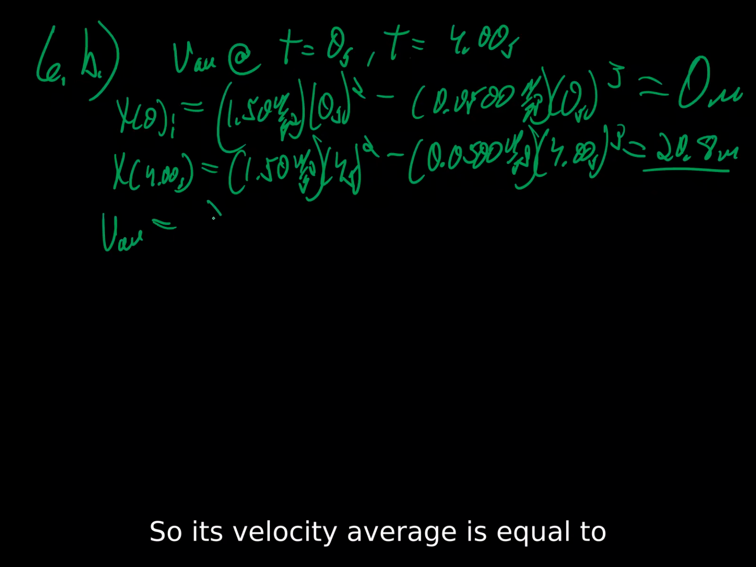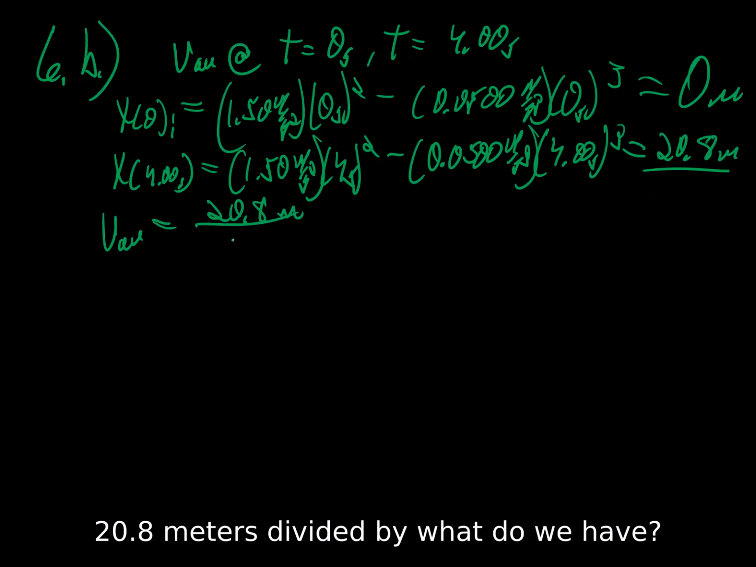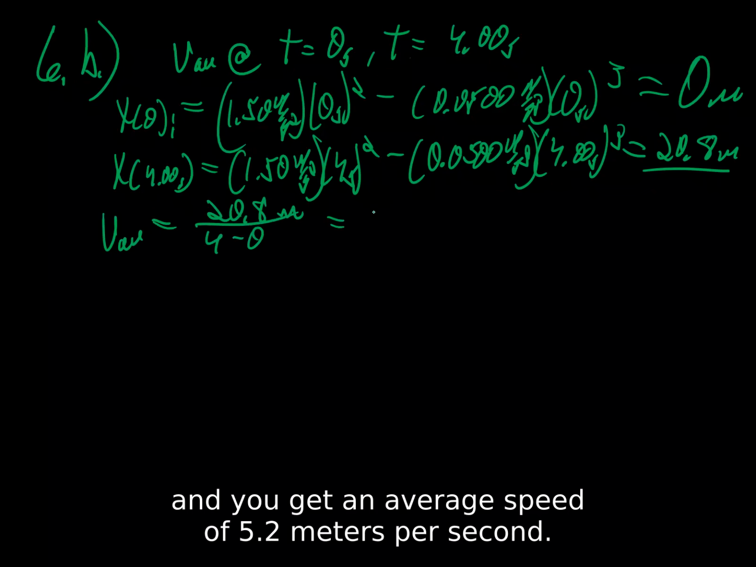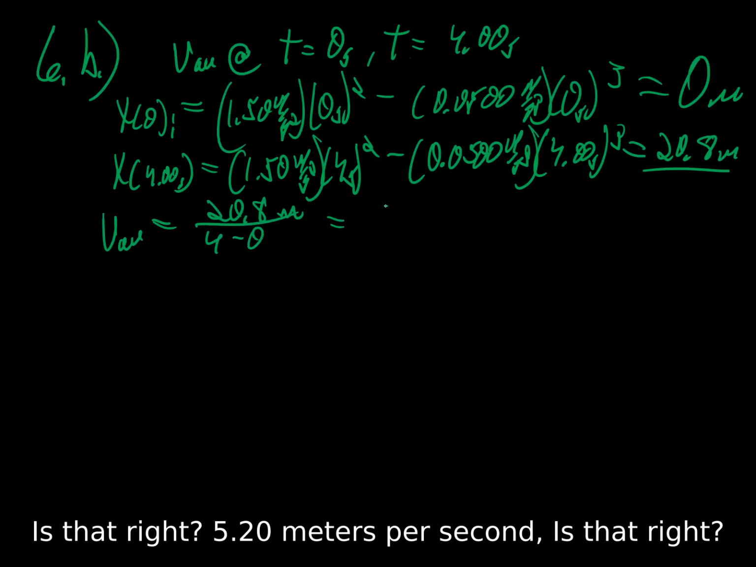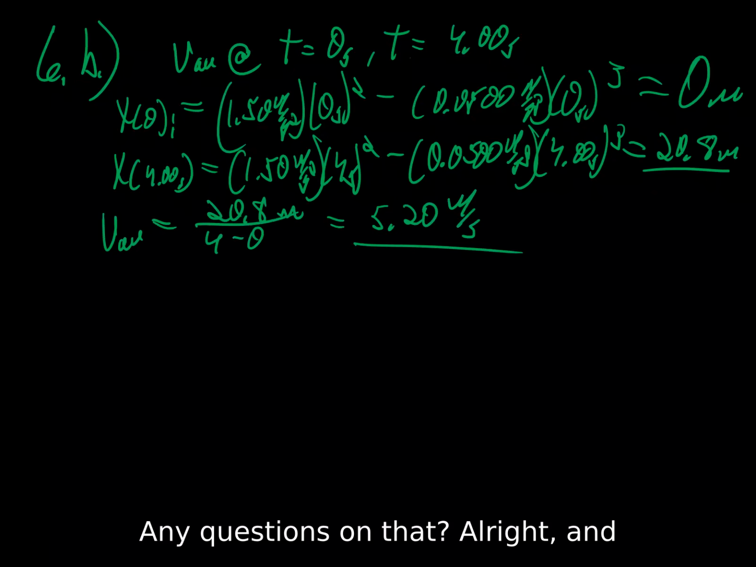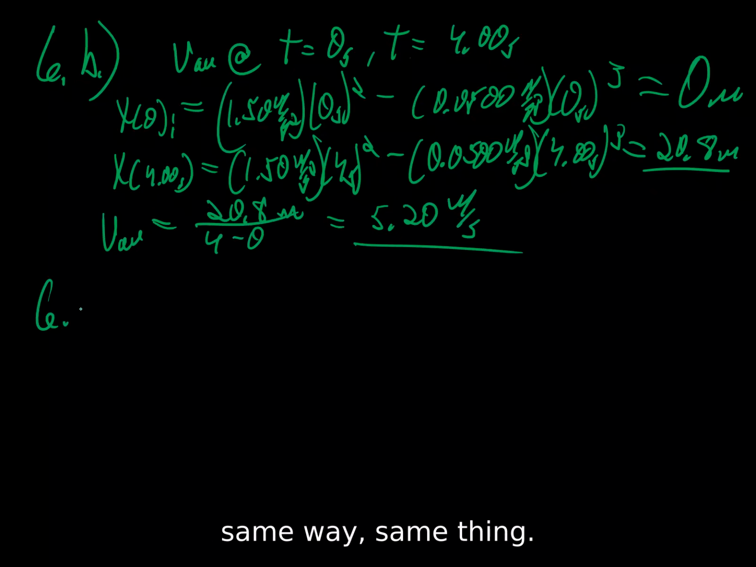So its average velocity is equal to 20.8 meters divided by, what do we have? 4 minus 0, which is 4, and you get an average speed of 5.2 meters per second. Is that right? 5.20 meters per second. Okay. Any questions on that? All right, and then how do we do 6C? Well, guys, same way. Same thing.